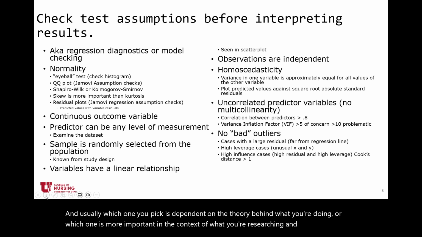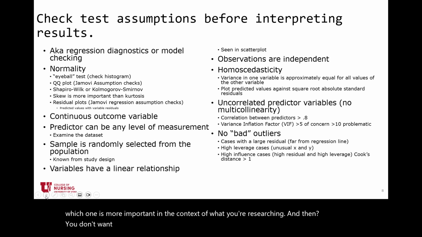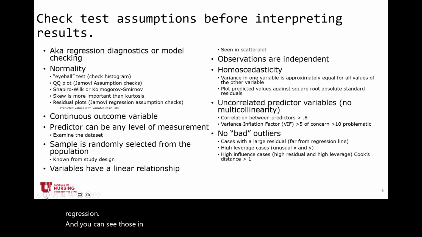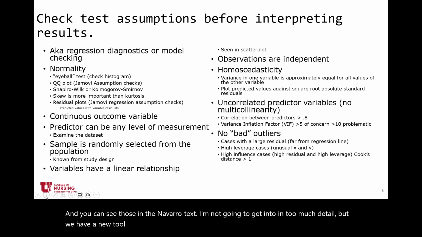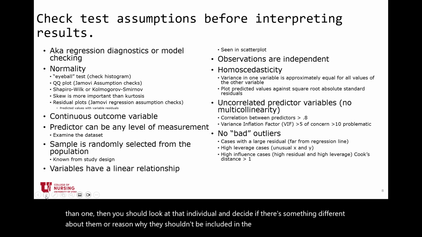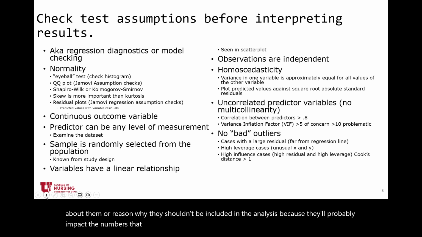And then you don't want any quote-unquote bad outliers. There are several kinds of outliers in regression, and you can see those in the Navarro text. I'm not going to get into them in too much detail, but we have a new tool called Cook's distance. If you have a value for Cook's distance greater than 1, then you should look at that individual and decide if there's something different about them or a reason why they shouldn't be included in the analysis, because they'll probably impact the numbers that you get in the end.